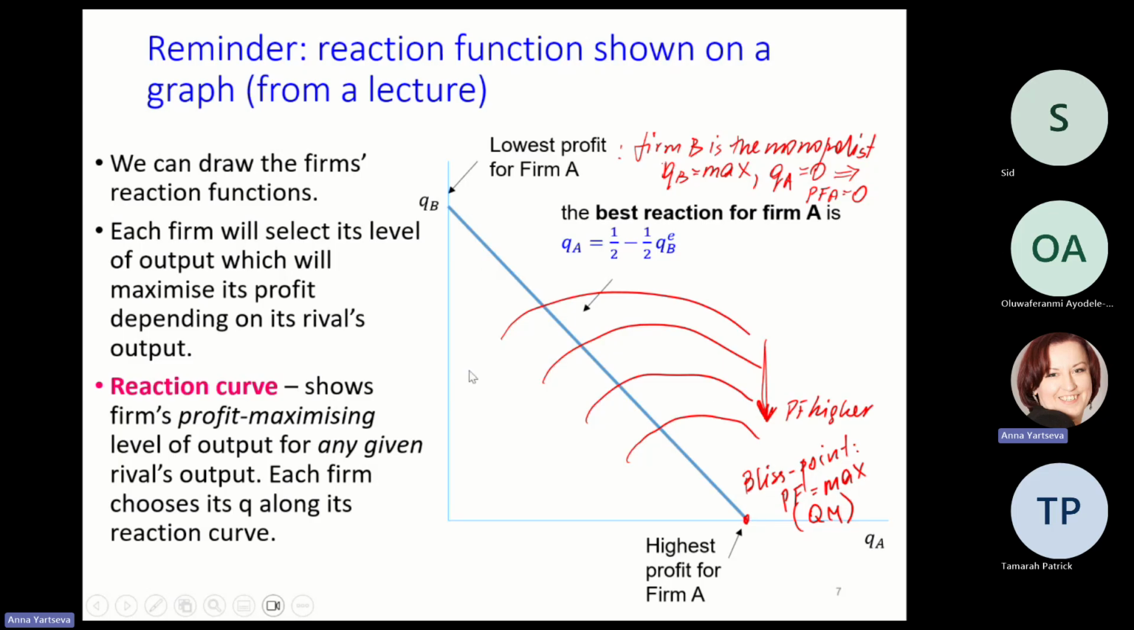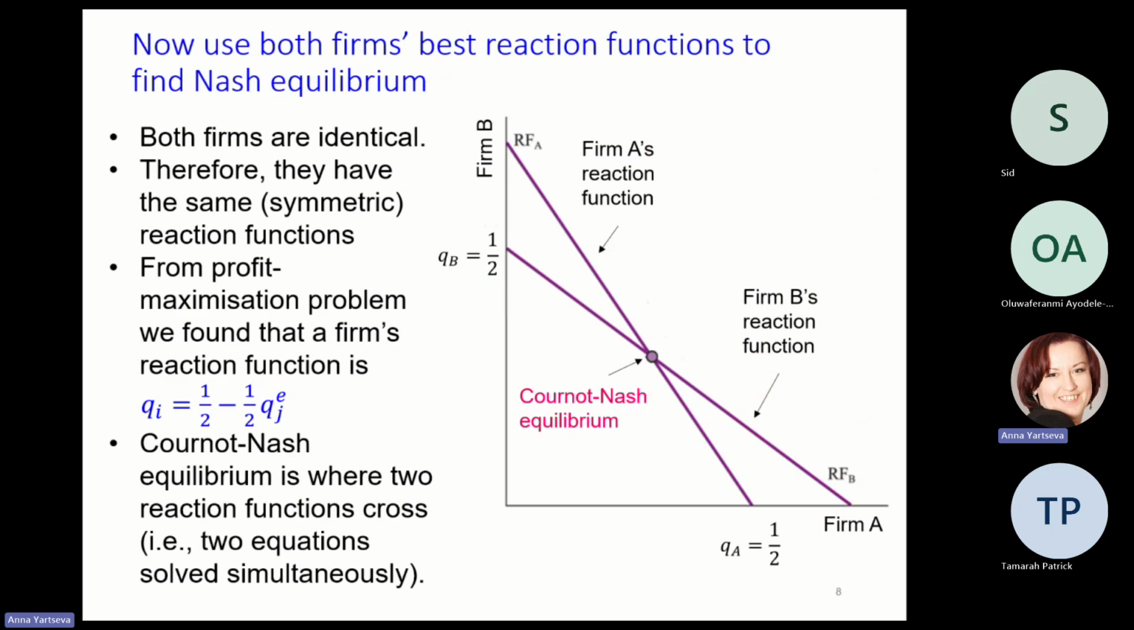So we can draw these two lines based on the formulas which we've derived, and each formula selects the level of output which will maximize its profit. In other words, each company will want to be located on their reaction function, on their best response function, because it shows the profit maximizing level of output. No matter what our rivals are doing, we want to be located on our best response function, because mathematically it allows us to maximize our profit.